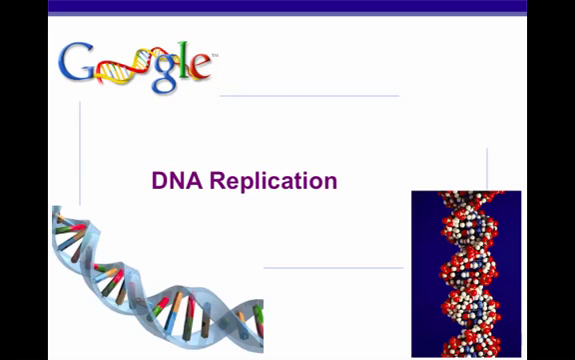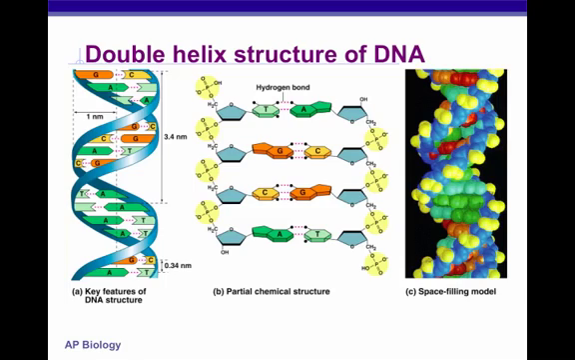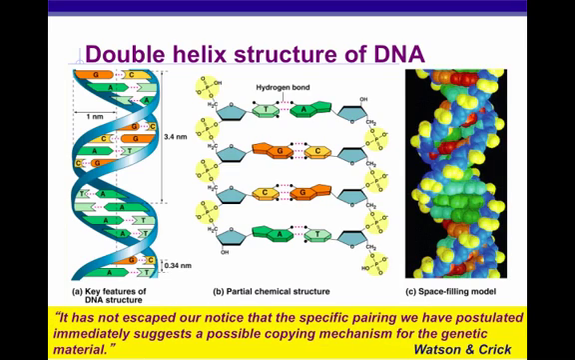So here is the second part of chapter 16, DNA replication. So here's Watson and Crick. They are the famous scientists that discovered that DNA is actually a double helix structure. So kind of a spiral staircase is the best way of describing it. So here's the quote again. It has not escaped our notice that the specific pairing we have postulated immediately suggests a possible copying mechanism for the genetic material. Pretty amazing discovery.